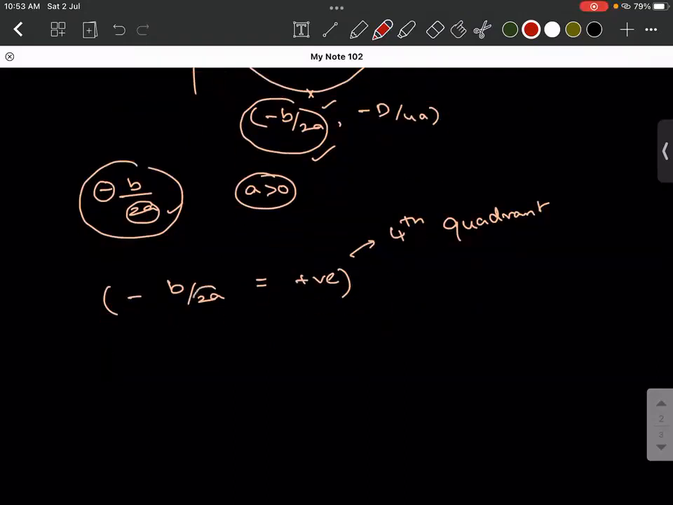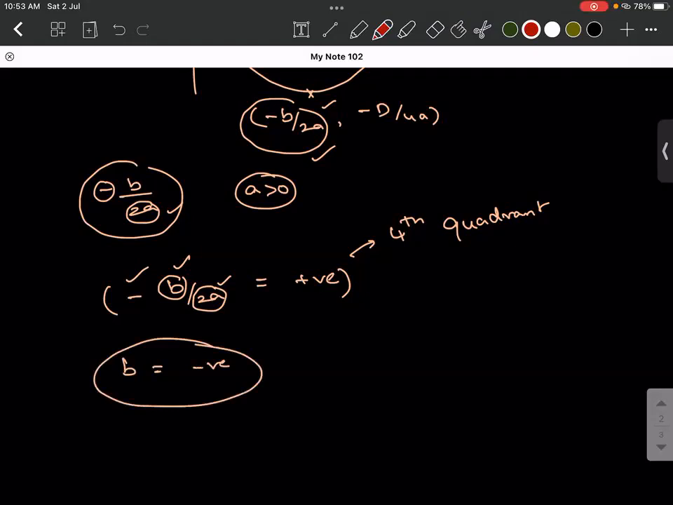Okay. 2a is already positive. Why is 2a positive? A is already positive. Then what should b be? It should also be positive. Only then positive, positive, and negative will give you. Oh, sorry, you are right. B should be negative. So when b is negative, negative of negative will give you positive. So a is greater than 0, b is less than 0, and c is greater than 0. That's the right answer.